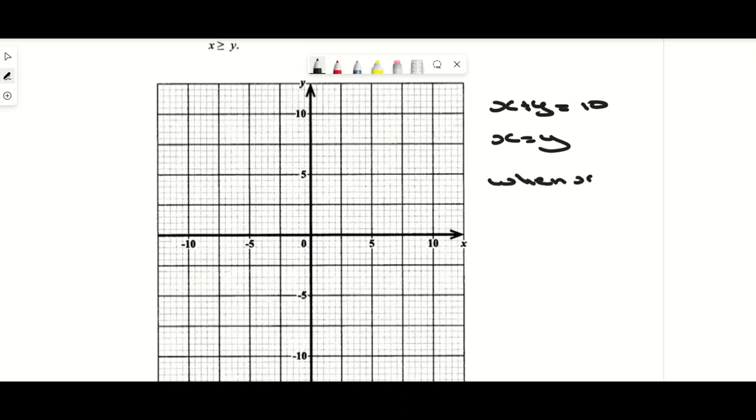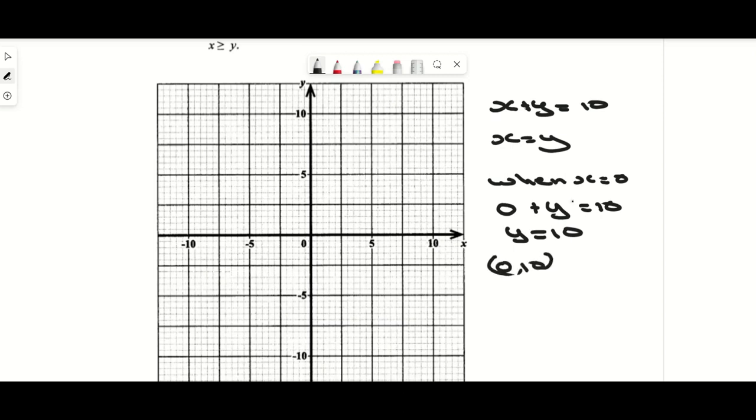When x is equal to 0, that would be on your y-axis, right? So that's 0 plus y is equal to 10. So you know y is equal to 10. So my coordinates when x is equal to 0, y is equal to 10. So it's 0, 10 for my first coordinate.